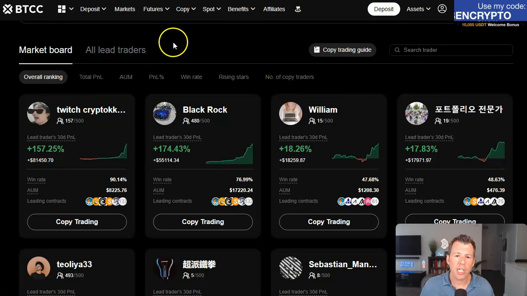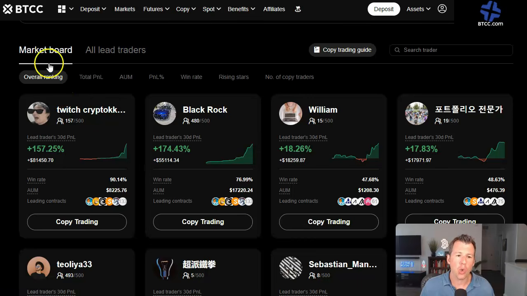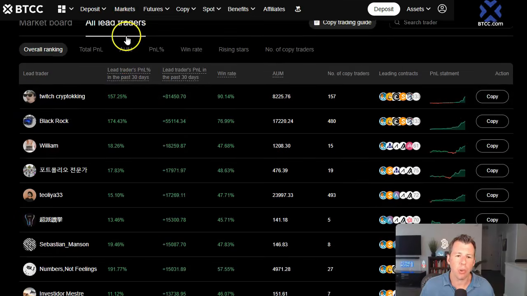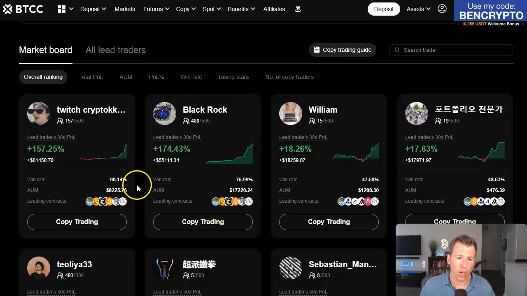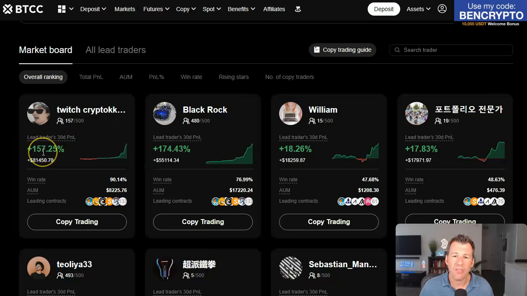So to start copy trading, you would go top center, copy, and then futures copy trading. You can sort either by market board, graphical format here, or all leaderboard format, where it's just in numbered order. So in market board format, let's look at this guy here. He's towards the top of the leaderboard, meaning he's one of the hotter traders. His name's Twitch. This means he has 157 people currently copy trading him. His personal P&L is up 157%, or $81,000 in the last 30 days. That is pretty good. His total assets under management is 8,200.